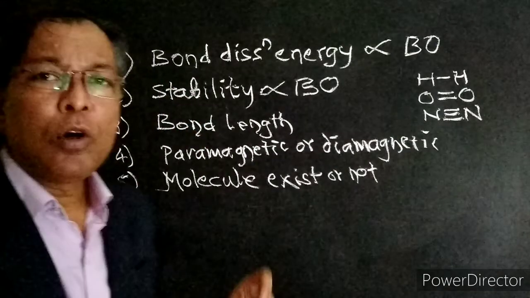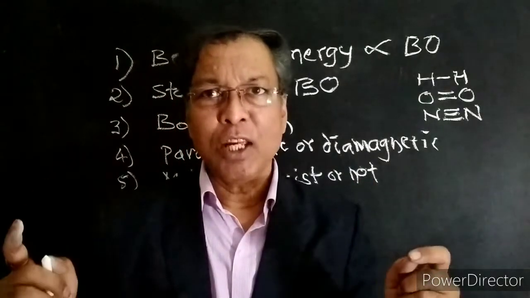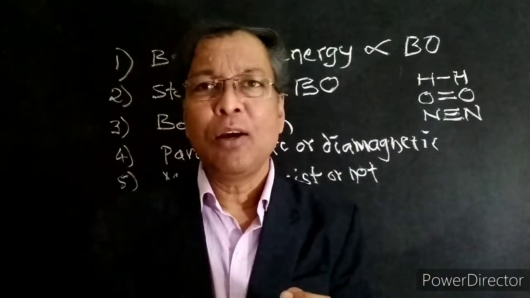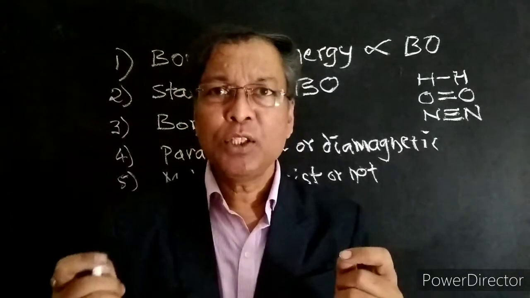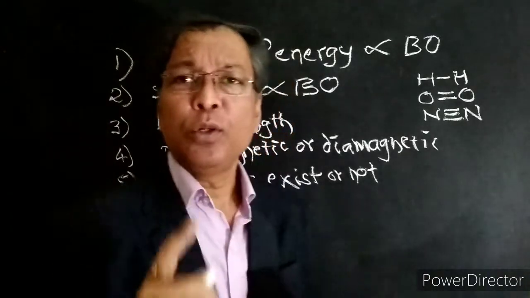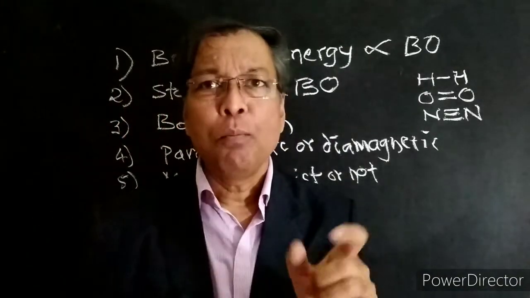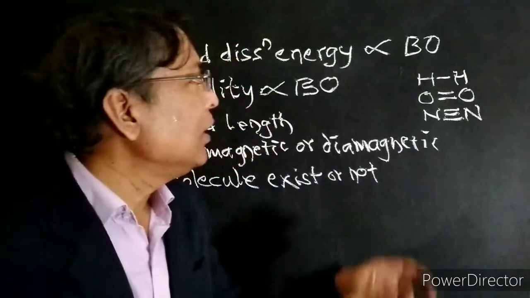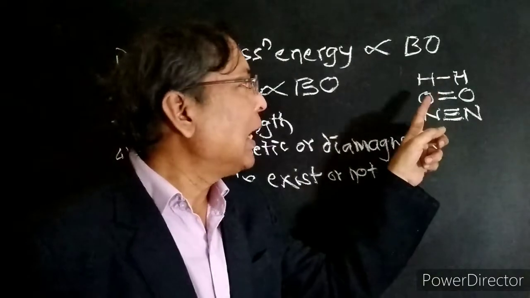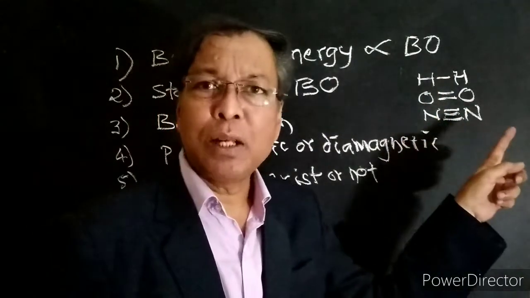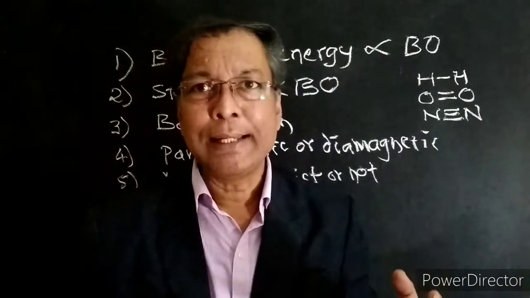Next, what is bond length? We can define bond length as the distance between the centers of two nuclei of bonded atoms. I repeat, the distance between the centers of two nuclei of bonded atoms is known as bond length. If we see here, in the case of hydrogen there is a single bond, oxygen double and nitrogen triple. As the number of bonds increases, stability increases.